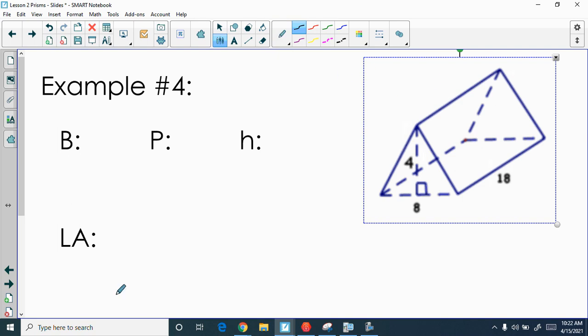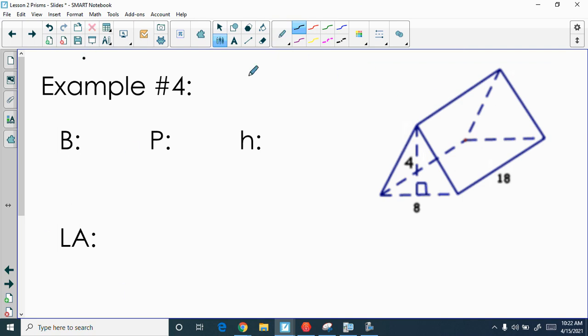Our next example here is another triangle. So the area of our base is going to be 1/2 base times height, which they've given us. The base is 8, the height is 4. So we've got 1/2 times 8 times 4, which gives us 16. They didn't give us a unit, so I'll put units squared.